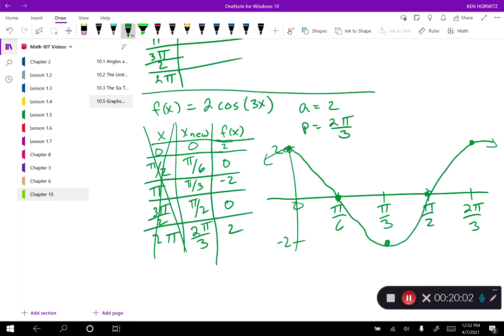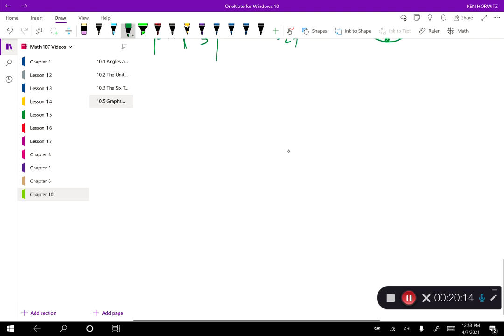And again, I put the arrows to just remind myself that the graphs will go on and on and on. All right. So here's the kind of example you could get that doesn't necessarily require you making a graph. And it reads like this. Determine the amplitude and period of the function. All right, so all we're doing is determining the amplitude and the period.